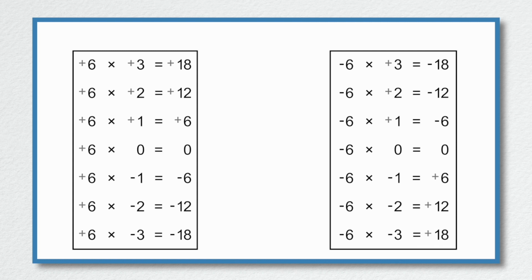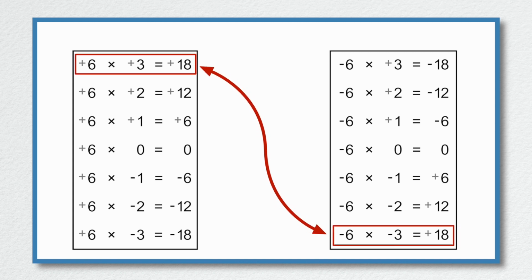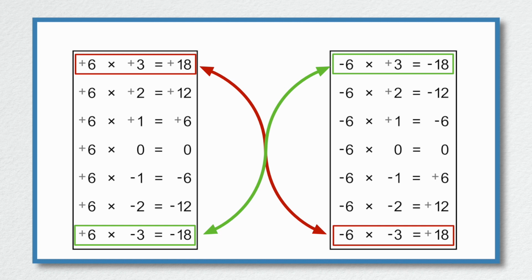So combining our results, we can see that positive 6 multiplied by positive 3 produces the same result as negative 6 multiplied by negative 3, which is 18. And a positive 6 multiplied by negative 3 is minus 18, and a negative 6 multiplied by positive 3 is equal to 18.